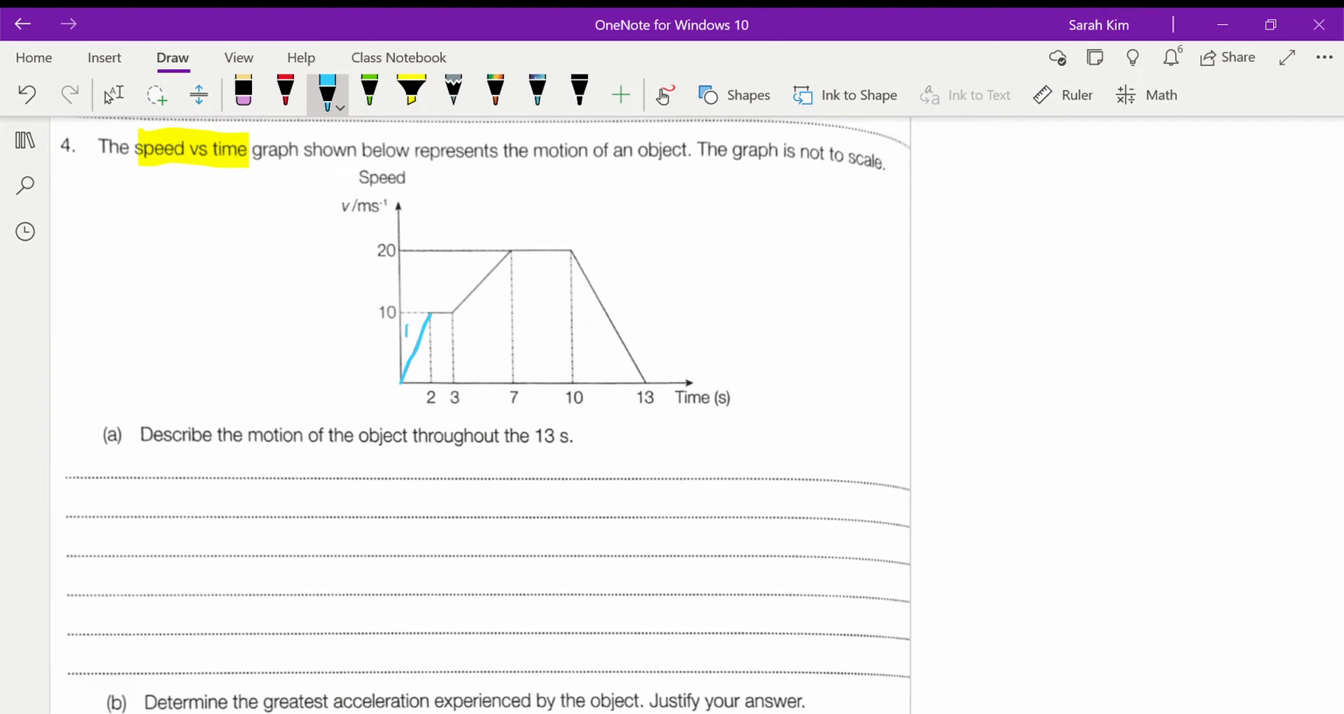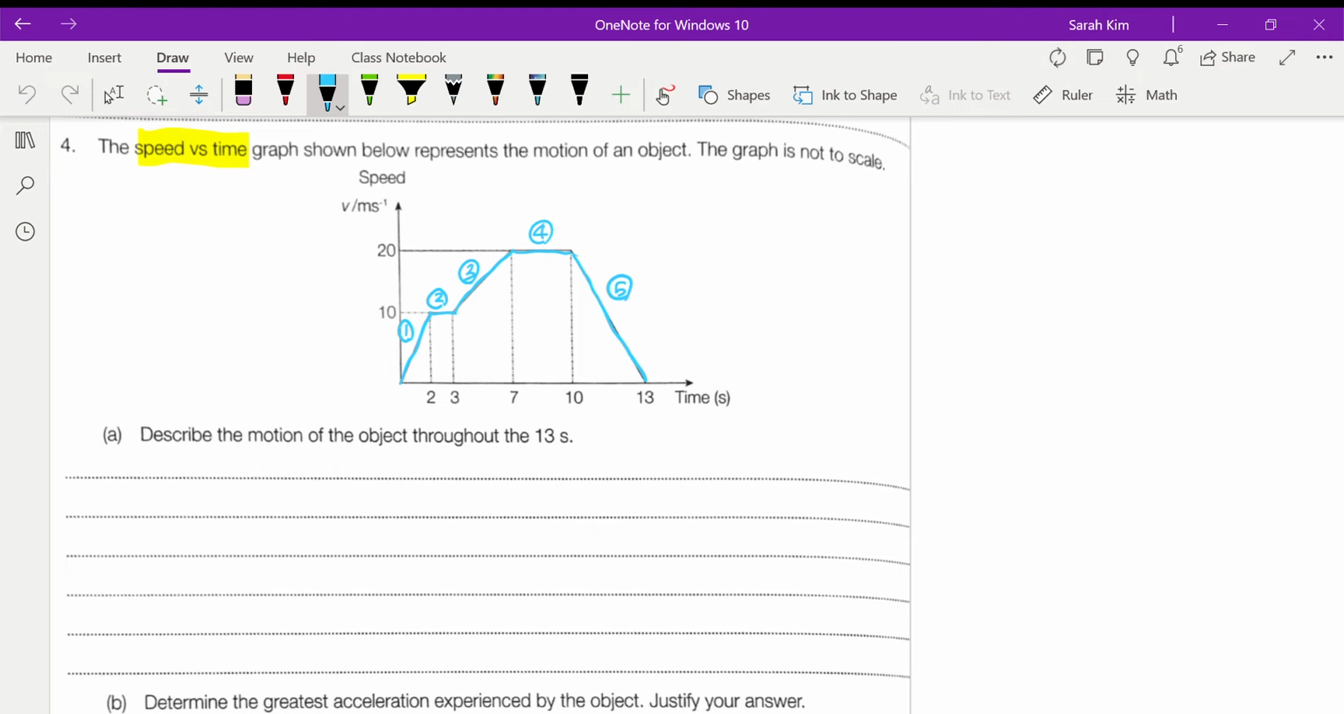There's section 1. I just always like to separate them into separate sections. So there we go. Alright, section 1, from 0 to 2 seconds, what happens is the object accelerates, because that's what the slope means. It accelerates at a constant rate until it reaches 10 meters per second.